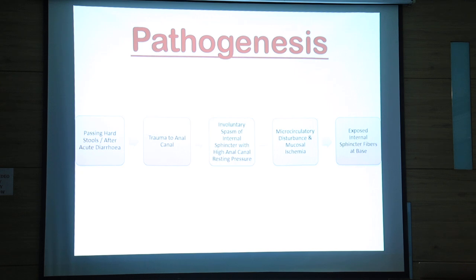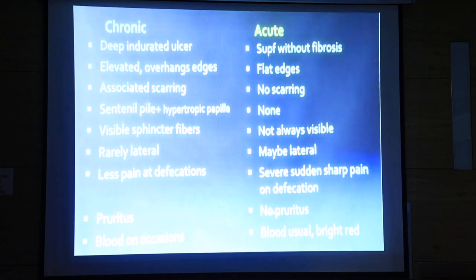Simple, it's passing hard stools, or after acute diarrhea. Trauma to the anal canal is there. There is involuntary spasm of the internal sphincter with high anal canal resting pressure. Microcirculatory disturbance with mucosal ischemia. Basically, it's due to trauma and hard stools. There is a high pressure area and it causes mucosal ischemia. So, exposed internal sphincter fibrosis, basically it's an ulcer. It's ischemic. Anal fissure is basically an ischemic ulcer.